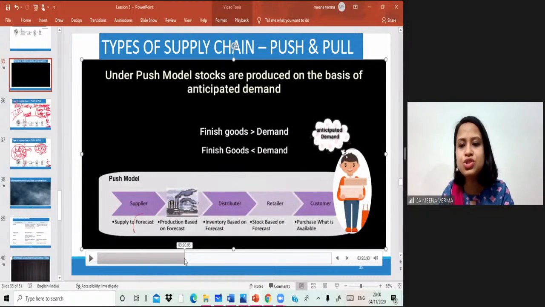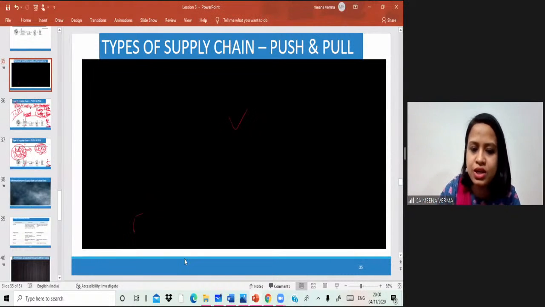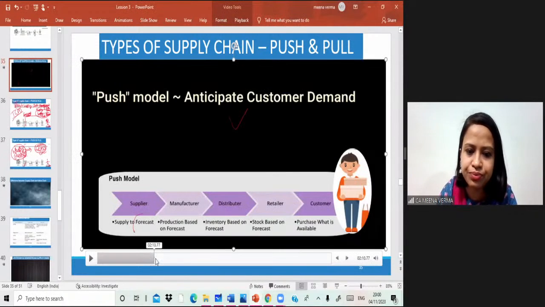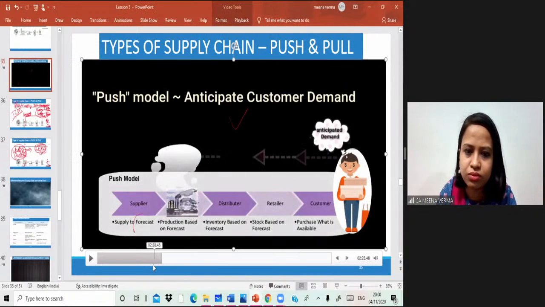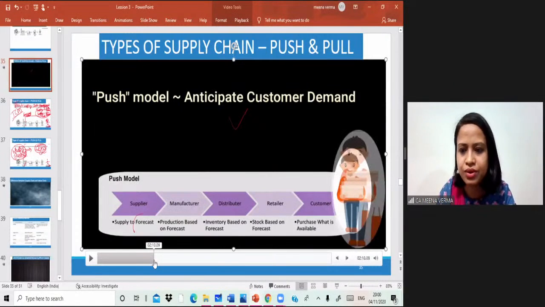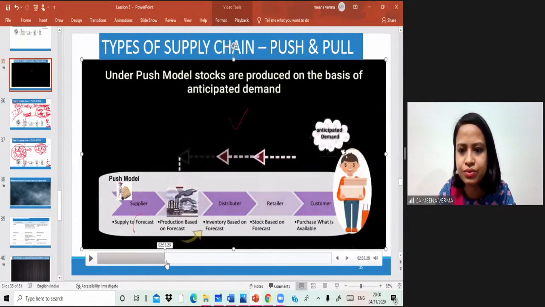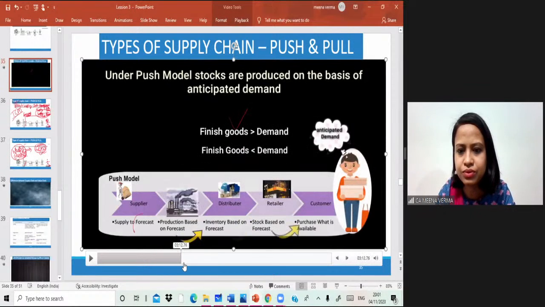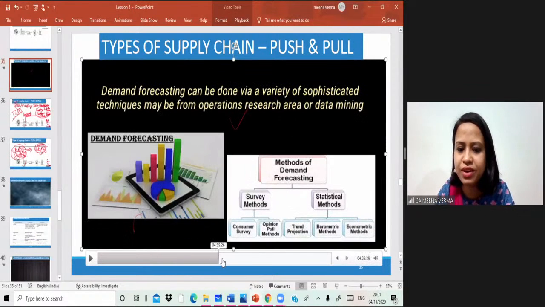In case of push system, since we are forecasting the demand, we are anticipating the demand, so it might be possible that the supply is more than demand or supply is less than demand, or finished goods are more than demand or finished goods are less than demand. Since we are anticipating, we are forecasting the demand, this condition might happen.